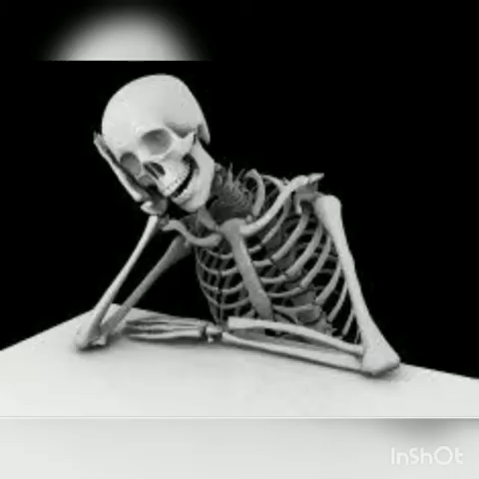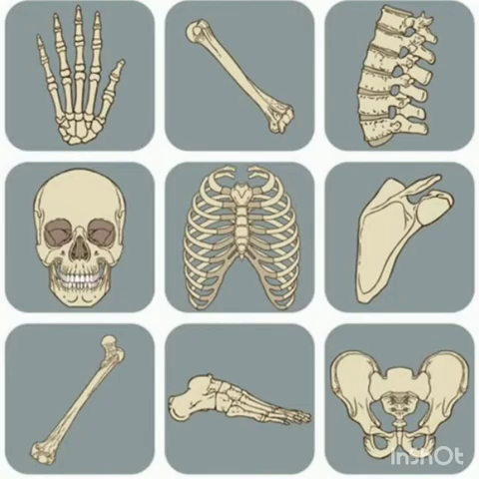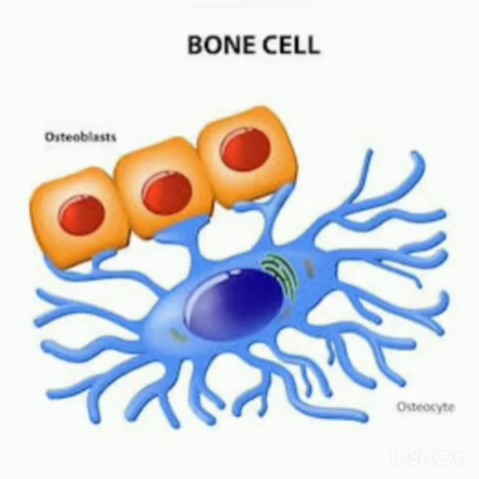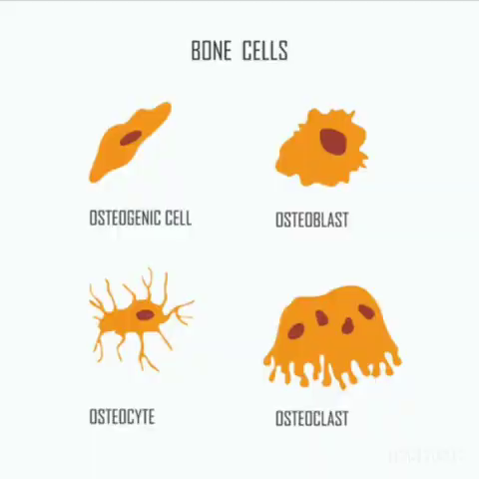Bones give the structural framework to the body. Bones support and protect the softer tissues and organs. So bones protect the inner softer tissues. The bone cells are called osteocytes. Cyte means cell, osteo means bone.